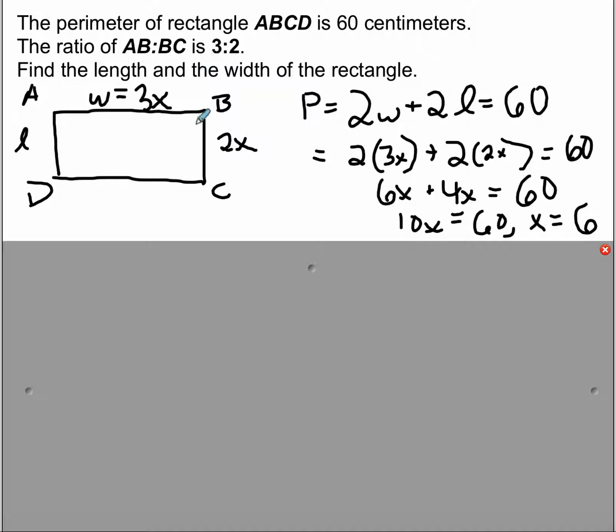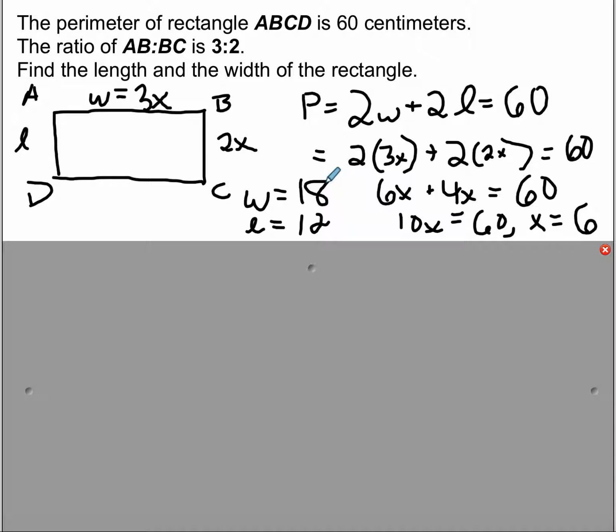Now that's not my answer because it asked me to find the length and the width of the rectangle. So I need to turn around and plug x back in. So the width is going to be 3 times x, and since x is 6, 3 times 6, so the width is going to be 18, and the length is going to be 12.